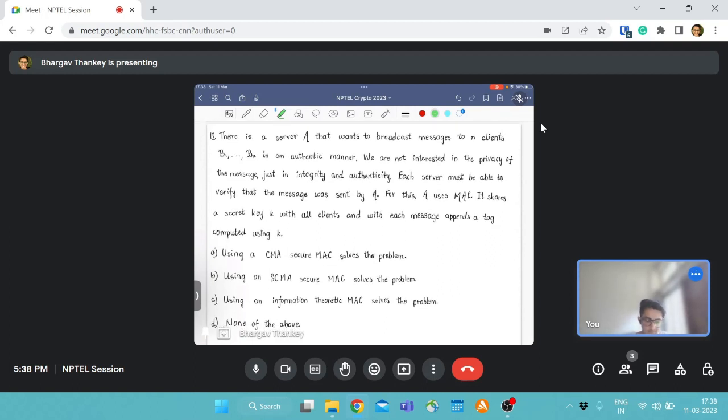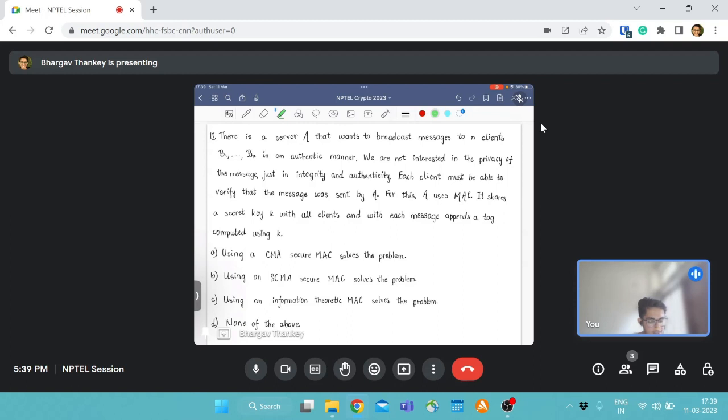The next question is: there is a server A that wants to broadcast messages to n clients, B1 to Bn, in an authenticated manner. We are not interested in the privacy of the message, just in the integrity and the authenticity of the message. So each client, that is B1 to Bn, must be able to verify if the message was sent by A and nobody else. For this, A uses a MAC, or message authentication code.